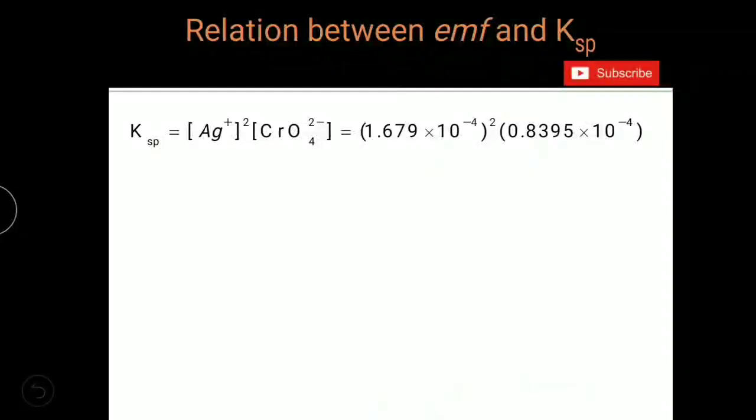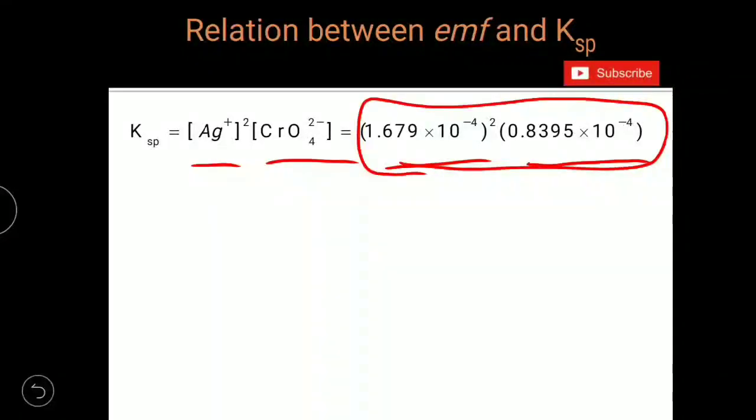And Ksp of silver chromate is equal to silver ion concentration squared into chromate ion concentration, because you will have 2 moles of silver ions and 1 mole of chromate ion in silver chromate. That's why Ksp is equal to 1.679 into 10 power minus 4 whole squared multiplied with 0.8395 into 10 power minus 4. When you multiply these two terms, you will get the Ksp of silver chromate as 2.37 into 10 power minus 12 moles per liter whole cube.